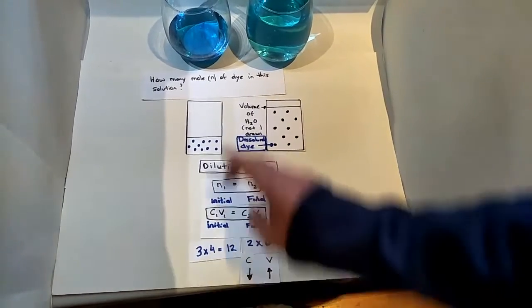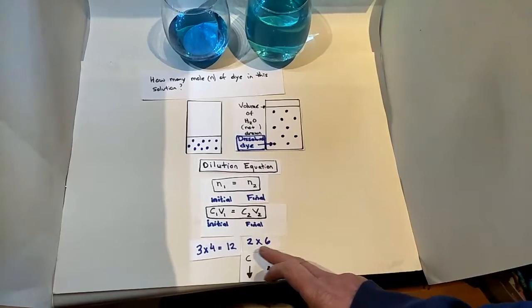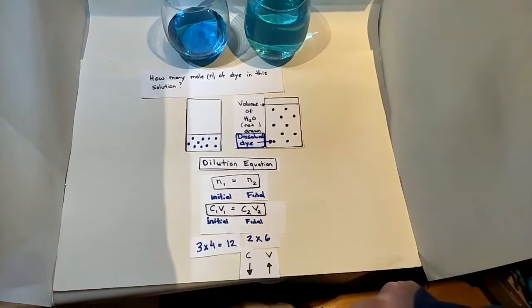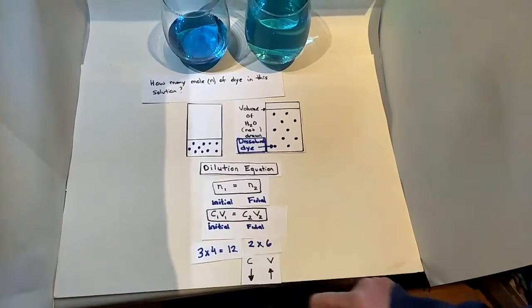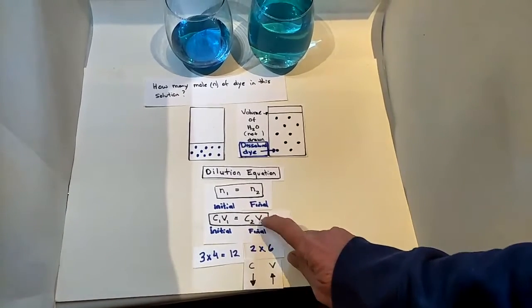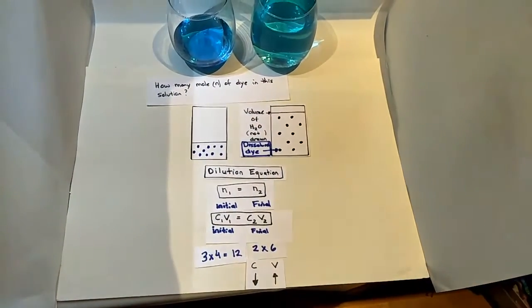So if this is the volume that we had at the beginning, when we've added water, if the volume goes up, the concentration will go down and they will still equal each other. So that's why we have these two equations. This volume has gone up, that concentration has gone down, and those two things will still equal the concentration and the volume that we had originally.